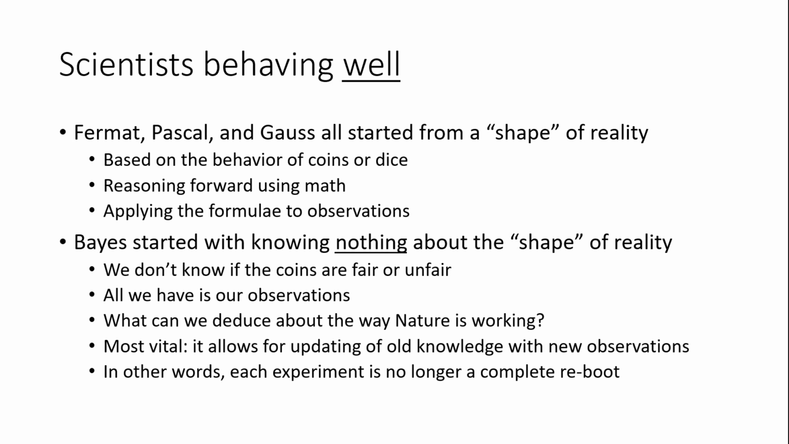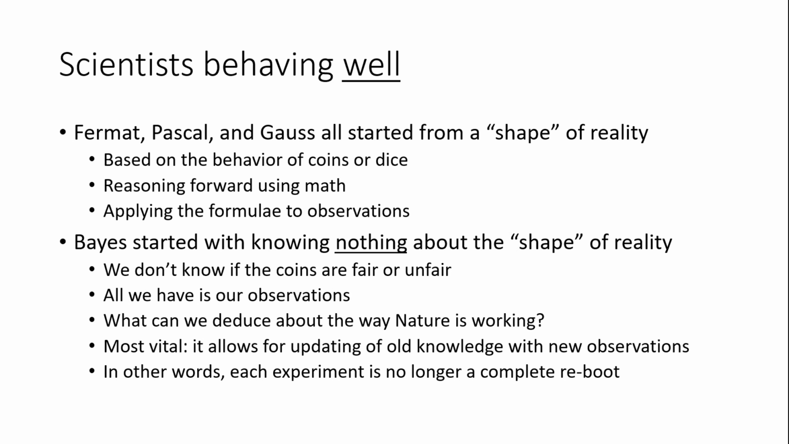Bayes started off with knowing nothing about the shape of reality. He doesn't start by assuming that the coins are fair or unfair or that they're evenly distributed. He doesn't start with coins at all. All we have is our observations. And his question was, what can we deduce about nature given just our observations? There are several differences between the Bayesian and the frequentist statistics. Probably the most important is that Bayesian methods allow us to update old knowledge with new observations.